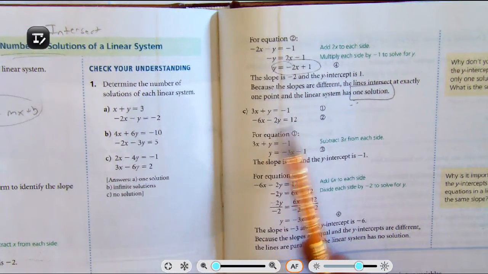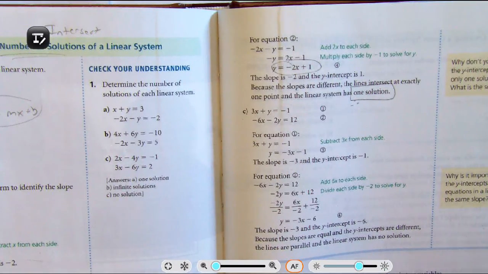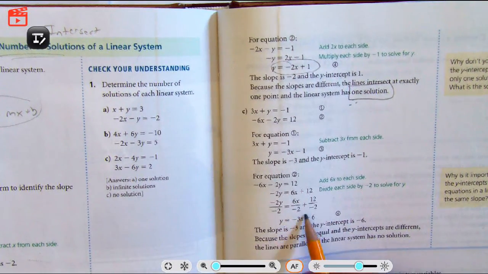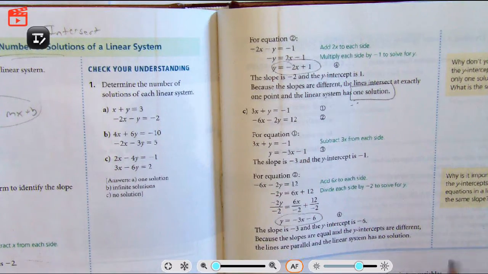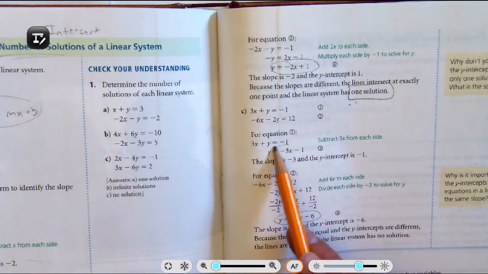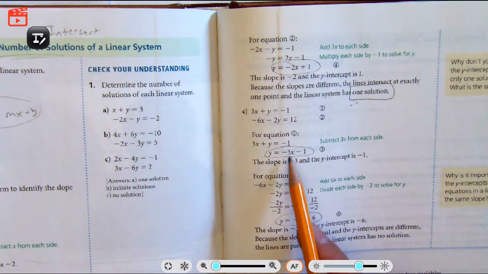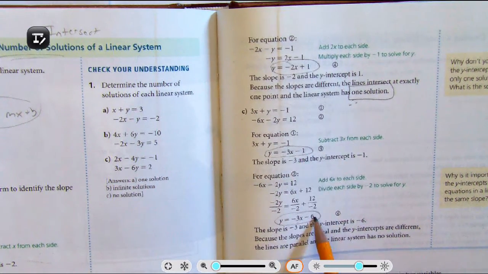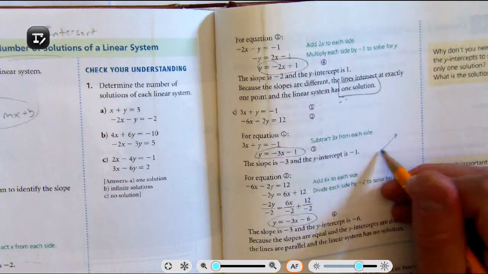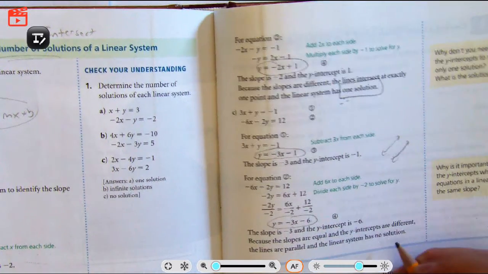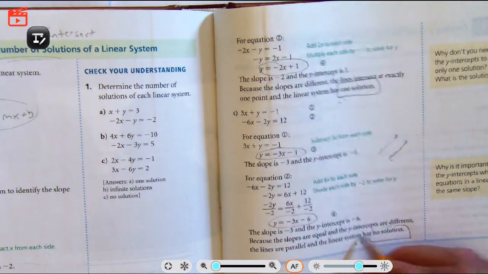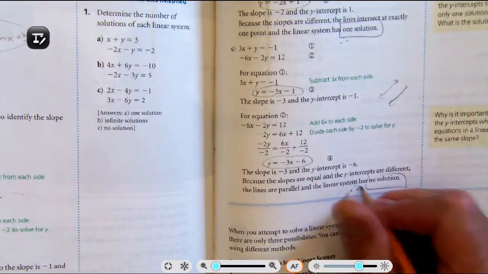Last example, again, turn them into y equals mx plus b form. One of them, you get y equals -3x minus 6. The other one was already in y equals mx plus b form. Notice they have the same slope of -3, different intercepts. That means they're parallel lines. So they have no solution, so therefore no solution. Perfect.